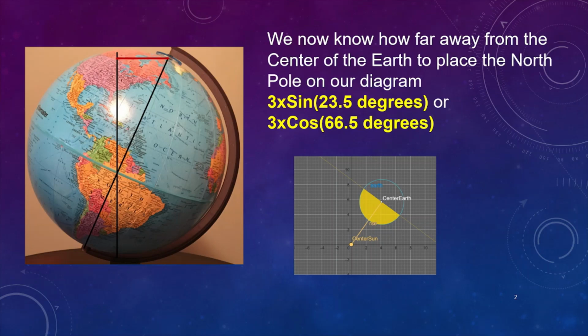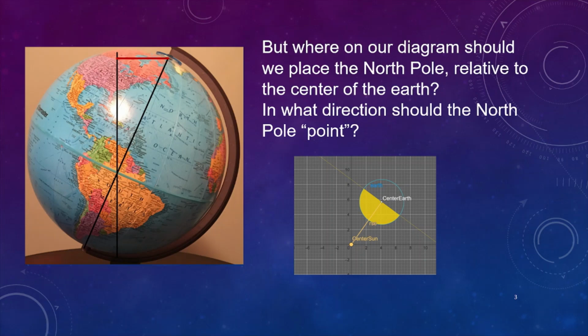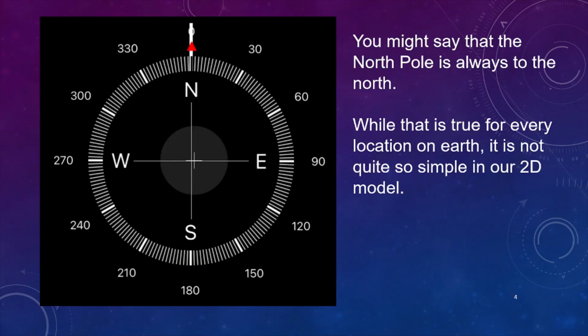We now know how far away from the center of the Earth to place the North Pole, as we saw from our last session. But the question now is, in what direction should we place it? Or where should we place the North Pole relative to the center of the Earth? Well, you might say the North Pole is always to the north. While that is true for every location on Earth, it is not quite so simple in our 2D model.